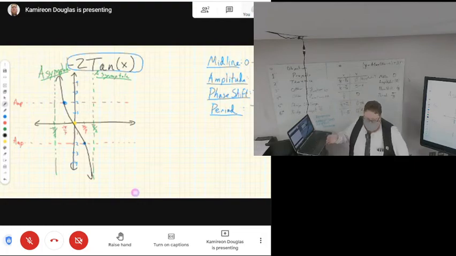As I said before, we're going to focus upon small changes to tangent. Go over those changes. Then we'll do the other 3 trig functions in time.